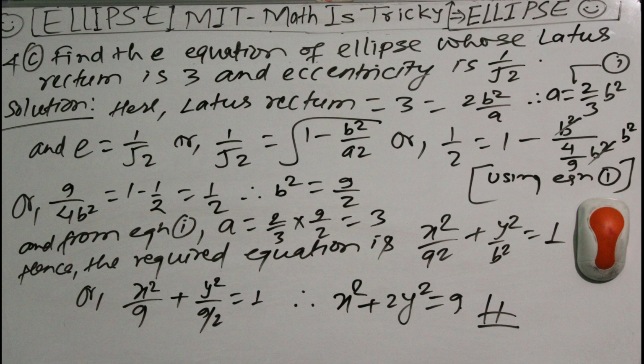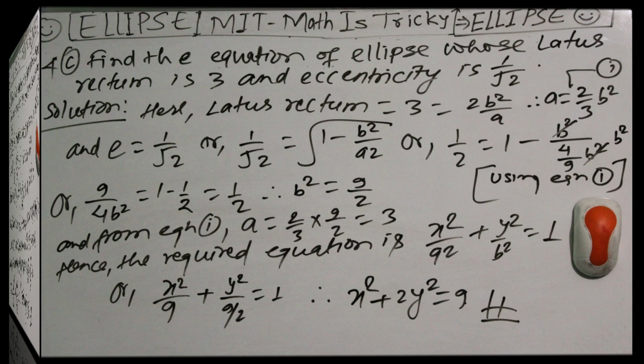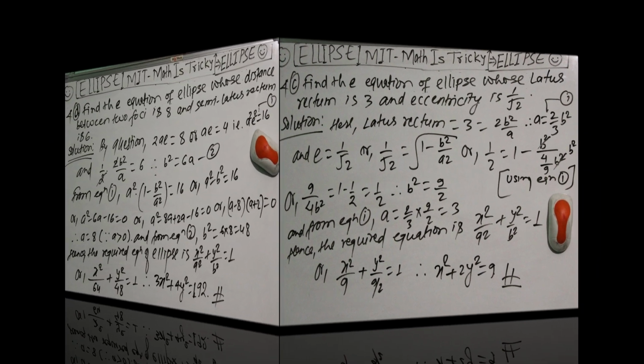Now putting the value of b square in equation 1, we will get a equals 3, that means a square equals 9. Hence the required equation is x square by 9 plus y square by 9 by 2 equals 1, that is x square plus 2y square equals 9. This is the required equation for question number 4c.